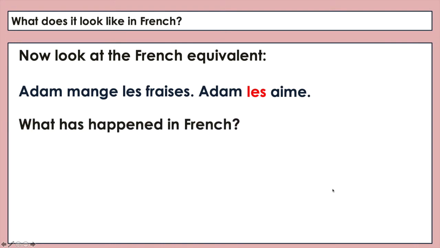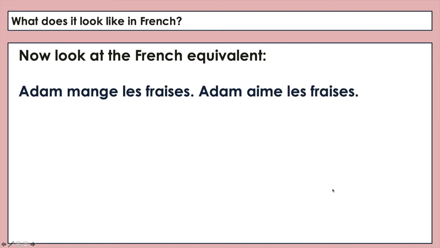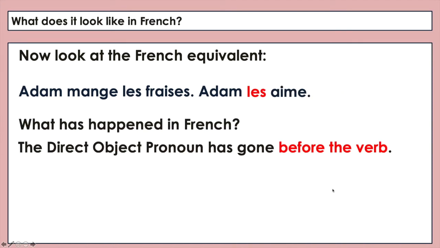What has happened in the French there? Have a little look. Can you work it out without me telling you? Well, the direct object pronoun has gone before the verb instead. So if I click back, you'll see it used to say Adam aime les fraises, and now it says Adam les aime. So the direct object pronoun has jumped to before the verb.